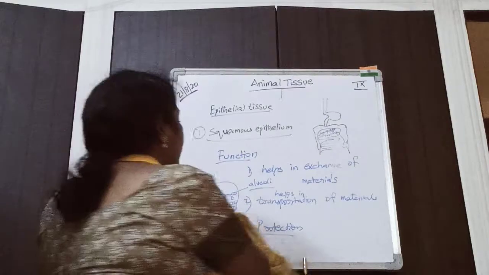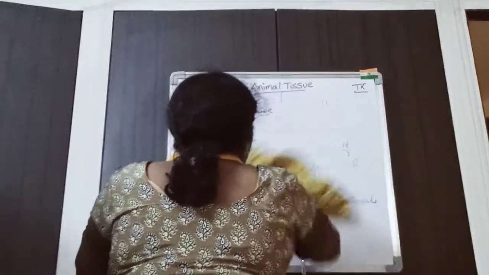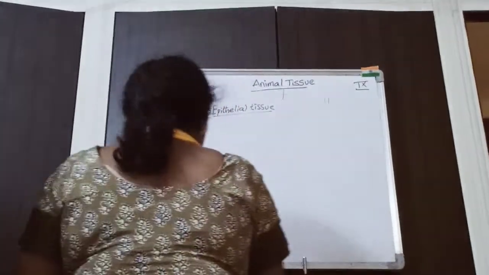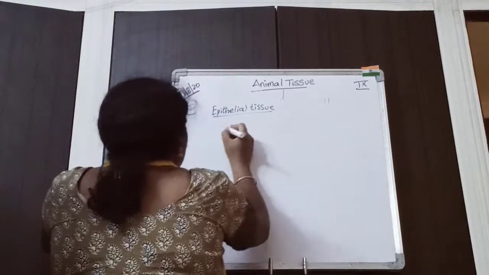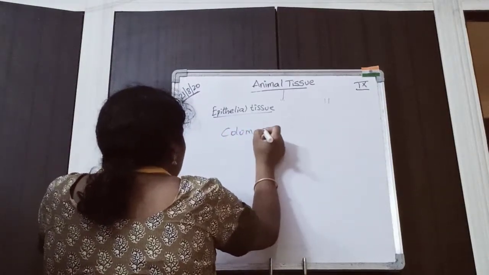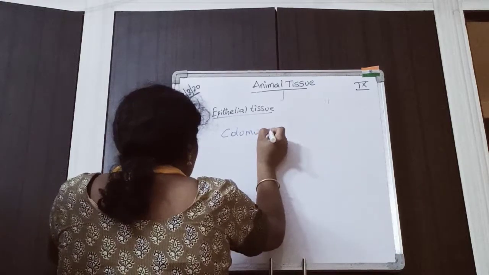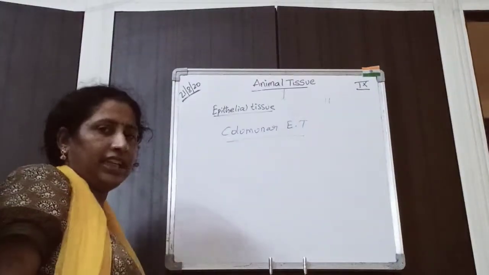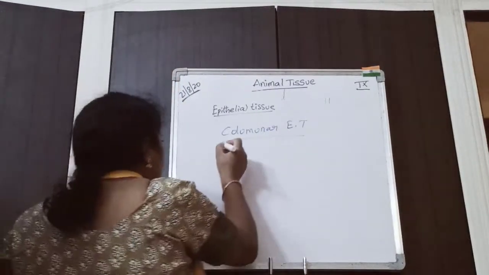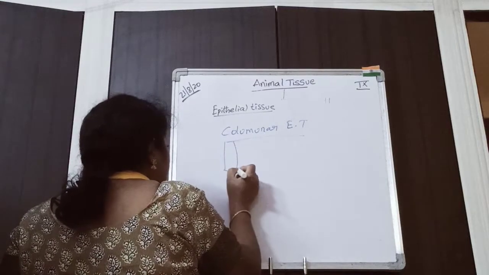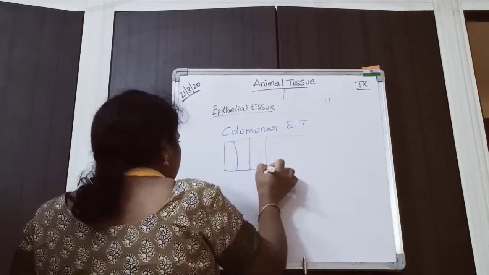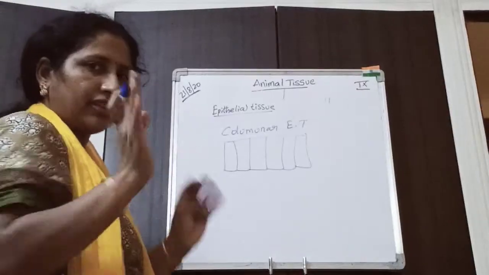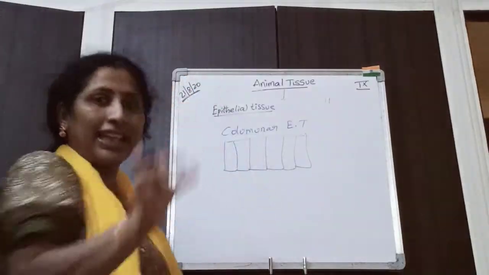Now if you come to the next one, what is next is columnar epithelium cells. Columnar epithelial tissue. These are column shaped, like a pillar. These look like pillar shape, like this. Columnar epithelial cells are closely packed without any intercellular space, and they look like pillars.